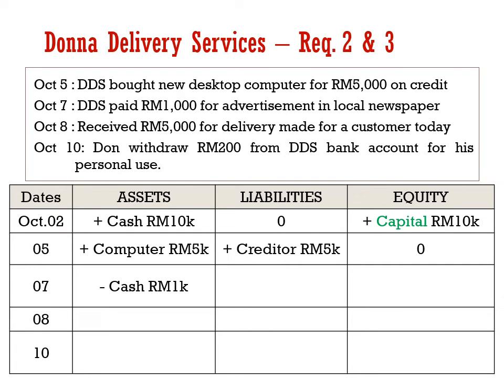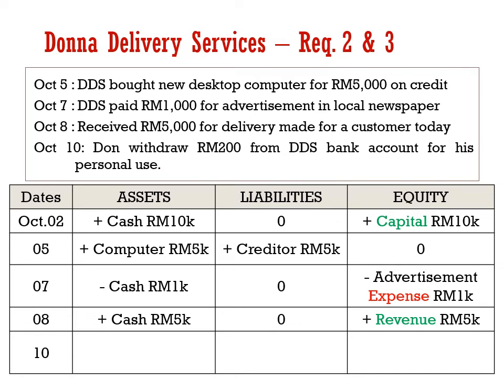Transaction 3, there is a minus cash of 1,000 under asset and another minus under equity for advertisement expense of the same amount while no changes in liability. Again, the equation is balanced. Transaction 4, there is a plus cash of 5,000 under asset and another plus of the same amount under equity by revenue, while no changes in liabilities. Thus, the equation is also balanced after this transaction.